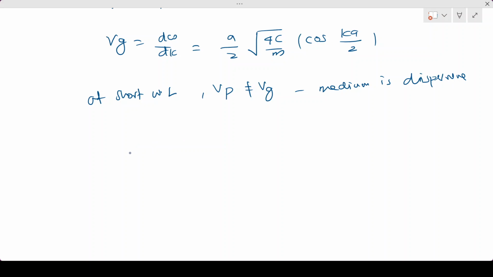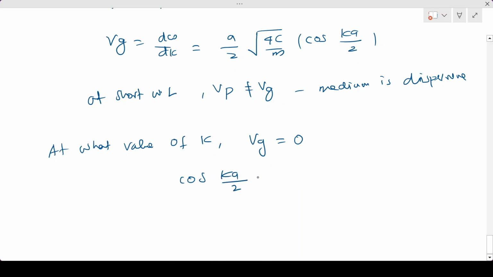Now, at what value of k are you going to get Vg equal to 0? If you want Vg equal to 0, you basically need cos ka by 2 to be equal to 0. How will you get cos ka by 2 equal to 0? Cos ka by 2 will be 0 only at plus or minus pi by 2. So that means k is equal to plus or minus pi by 2.